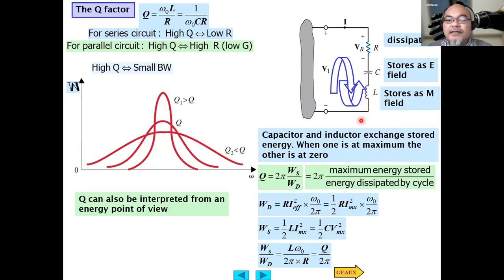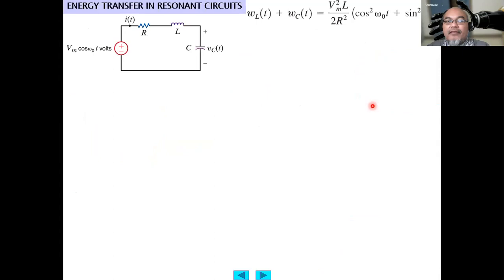From here, the capacitor and inductor exchange stored energy. Sometimes it is stored as electric field, sometimes it is stored as magnetic field. When one is at maximum, the other one is at 0, depending on the condition.